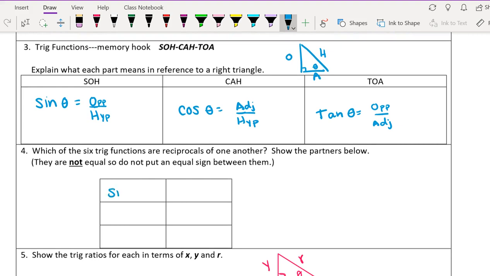So if I have sine theta, sine has a cofunction of cosecant, sorry. Okay, so sine, also known as sin, and CSC. Okay, cosine has a cofunction of secant. Okay, actually I should make these double arrows because they're reciprocals of one another.